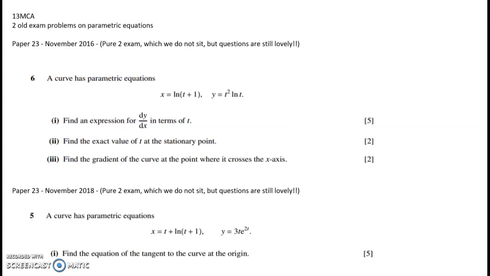Okay, so these are both taken from Pure 2 exams, which we don't sit, but which have lots of lovely old exam problems. In this first one, we've got two parametric equations. X is equal to the natural log of t plus 1, and then y squared is equal to t squared times the natural log of t.